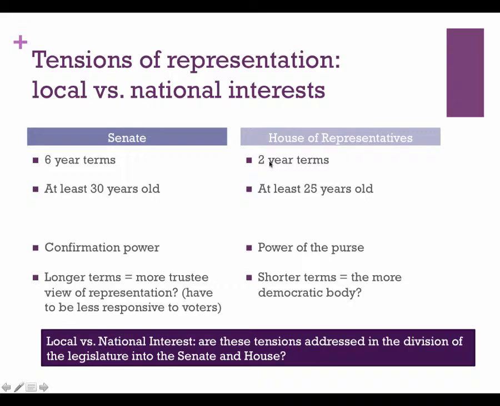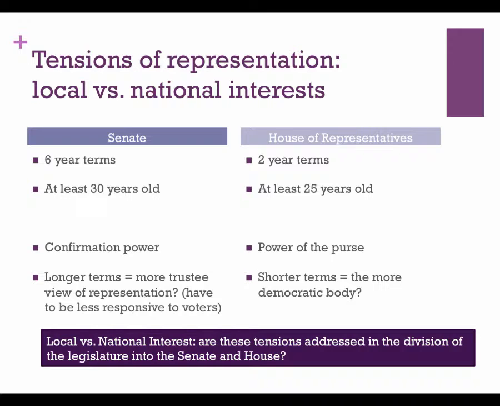Why is that the case? Or you have to be 30 years old to be elected to the Senate, and only 25 to be elected in the House. Why is that the case? What were the founders thinking?